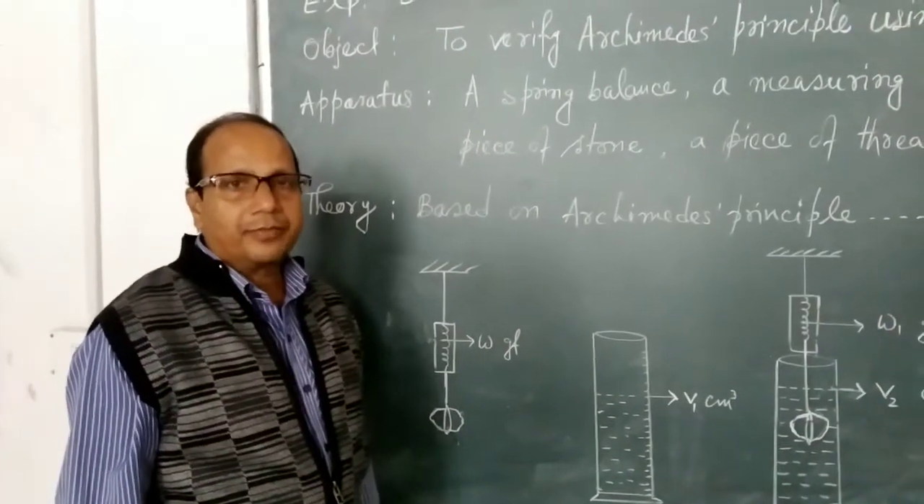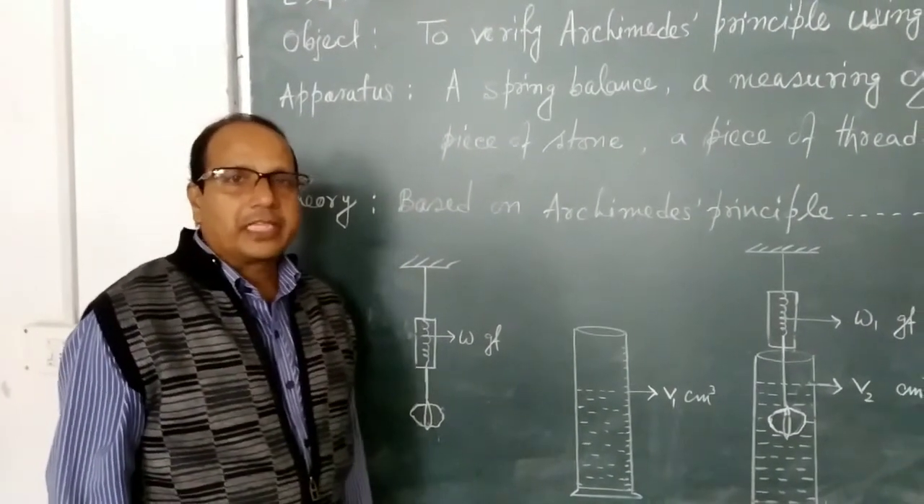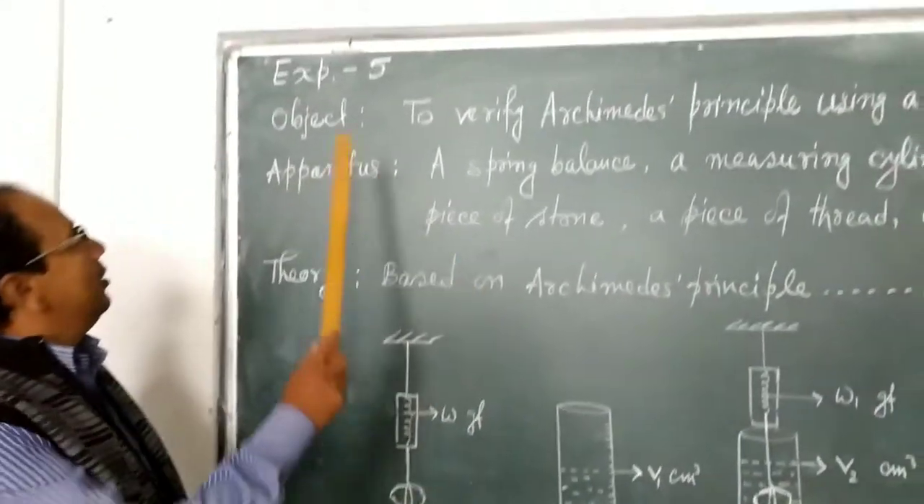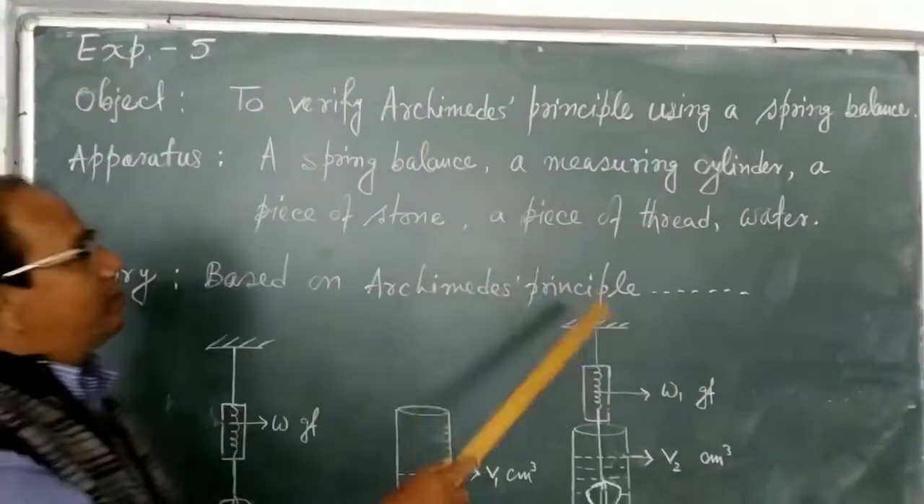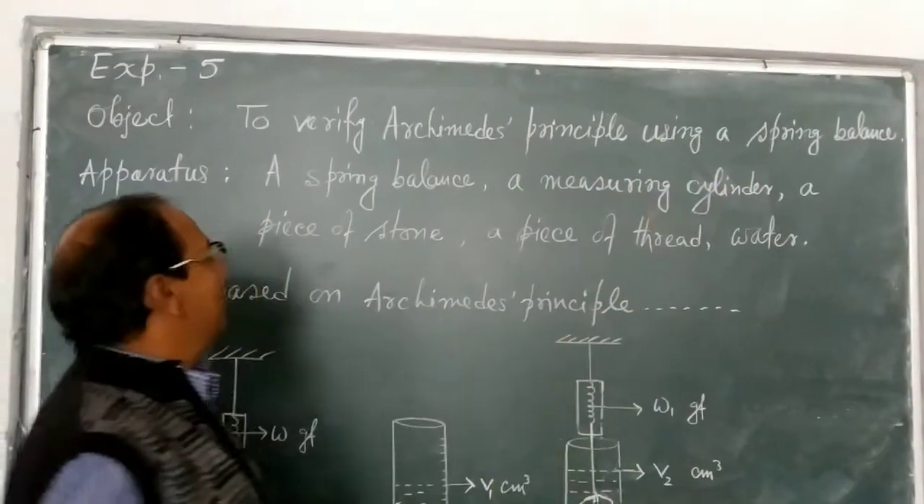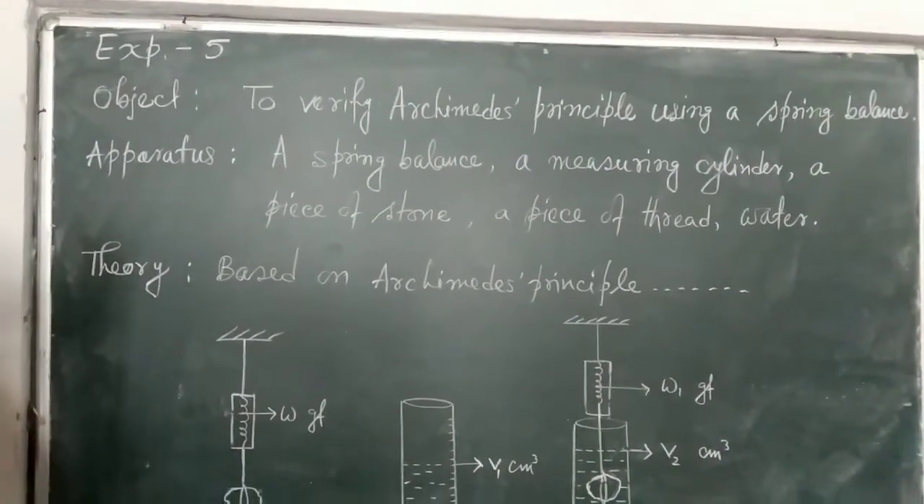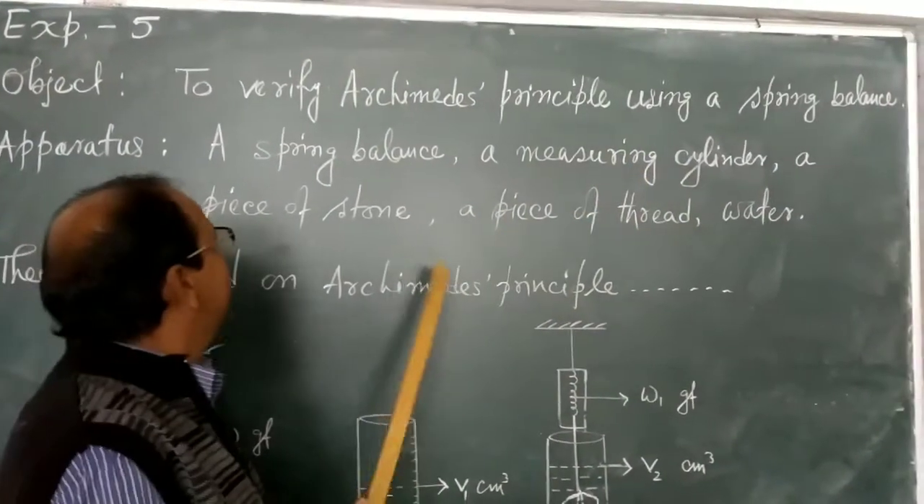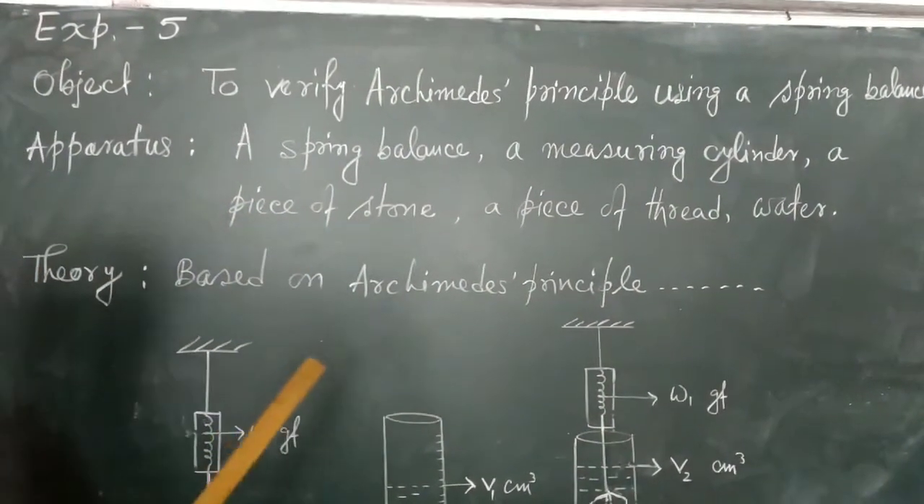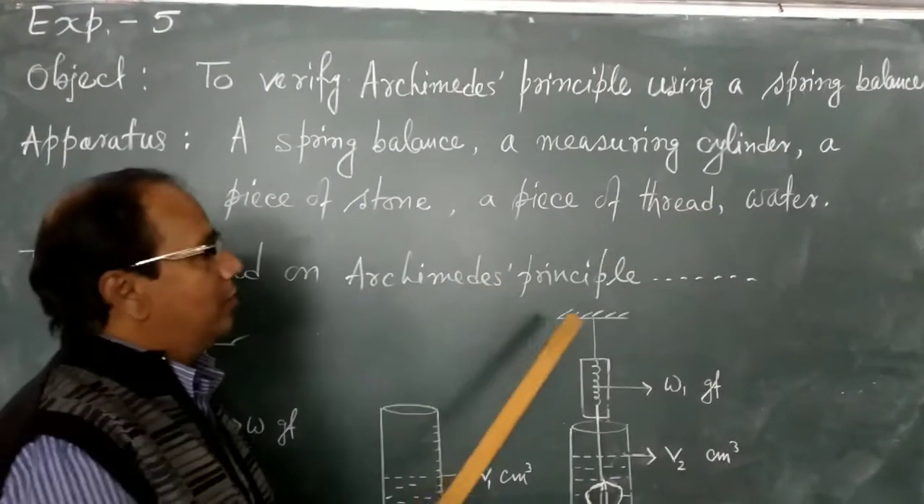Good morning, students. I am going to explain experiment number 5. The object here is to verify Archimedes principle using a spring balance. We need the apparatus: a spring balance, a measuring cylinder, a piece of stone, a piece of thread, and water.